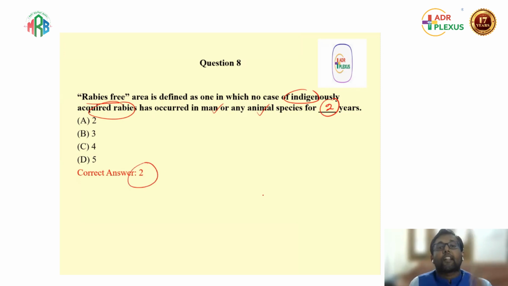So generally for other diseases, when we say eradicated and so on, eradication is usually for 3 years for many diseases, as you have seen. But for rabies-free, it is only 2 years. So here only you have to be more careful. For rabies-free, it is only 2 years. Here only you have to be more careful. I will tell you why.